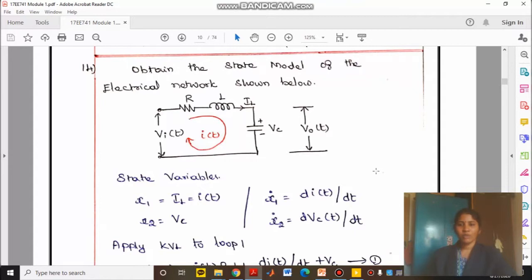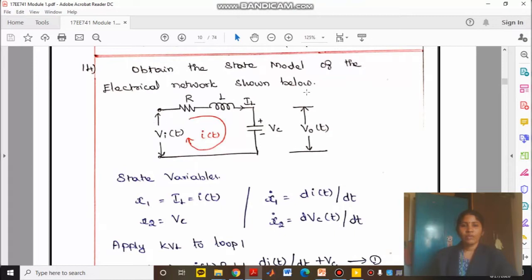So the first problem we are going to discuss is: obtain the state model of the electrical network shown below. Here you have an RLC series circuit. Consider this electrical network. The input given to the electrical network is Vi(t), with R, L, C. The current flowing through the circuit is iL and the voltage across the capacitor is Vc, and this is going to be your output voltage.